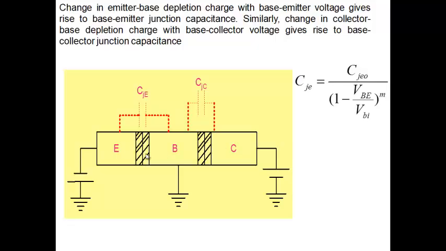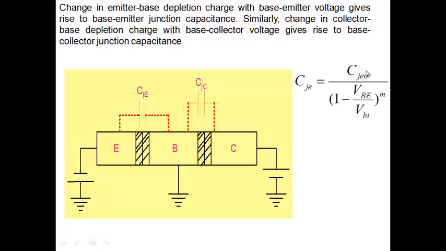VBI is the built-in voltage of this junction here, and M could be half, it could be 1/3, depending on how the junction has been fabricated. Depending on the doping and other things, the M may vary here. So in order to calculate this value, you have to obtain these values from the manufacturer: CJE0, VBI, and M. So these values will be given to you.